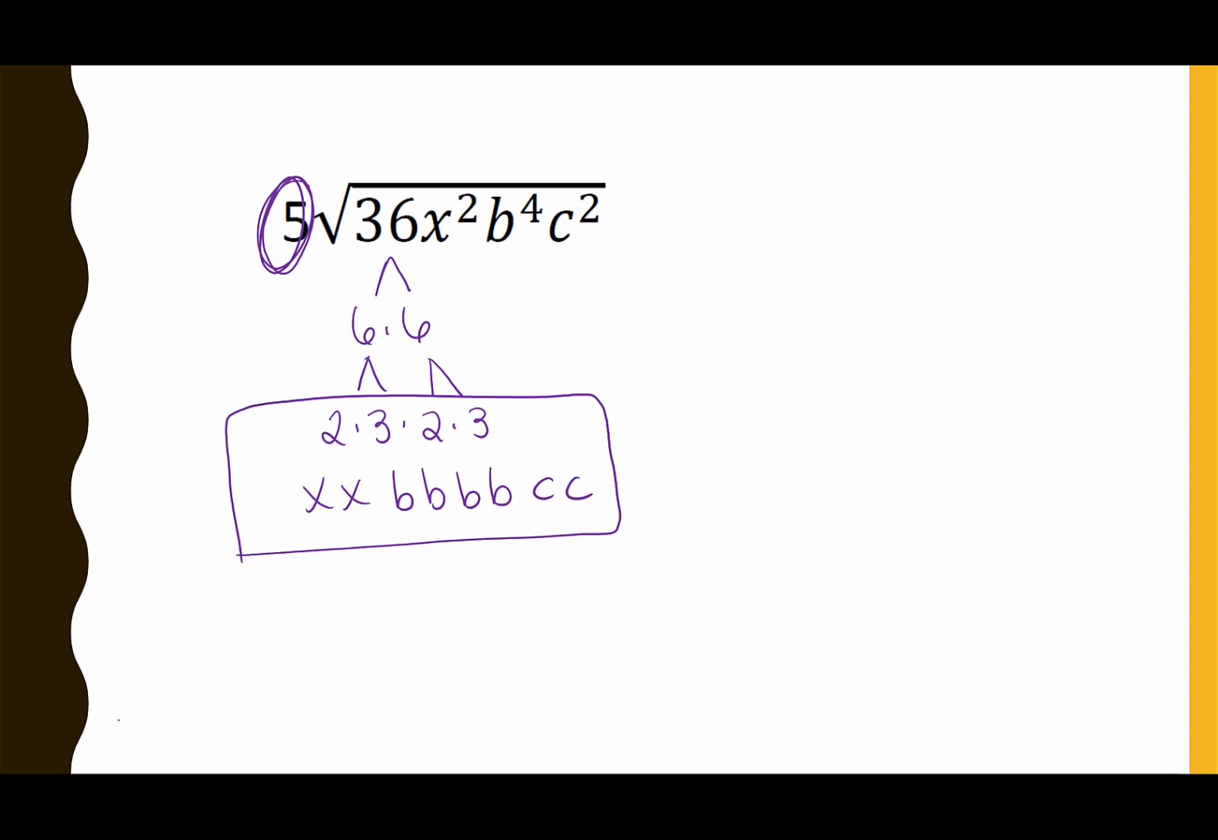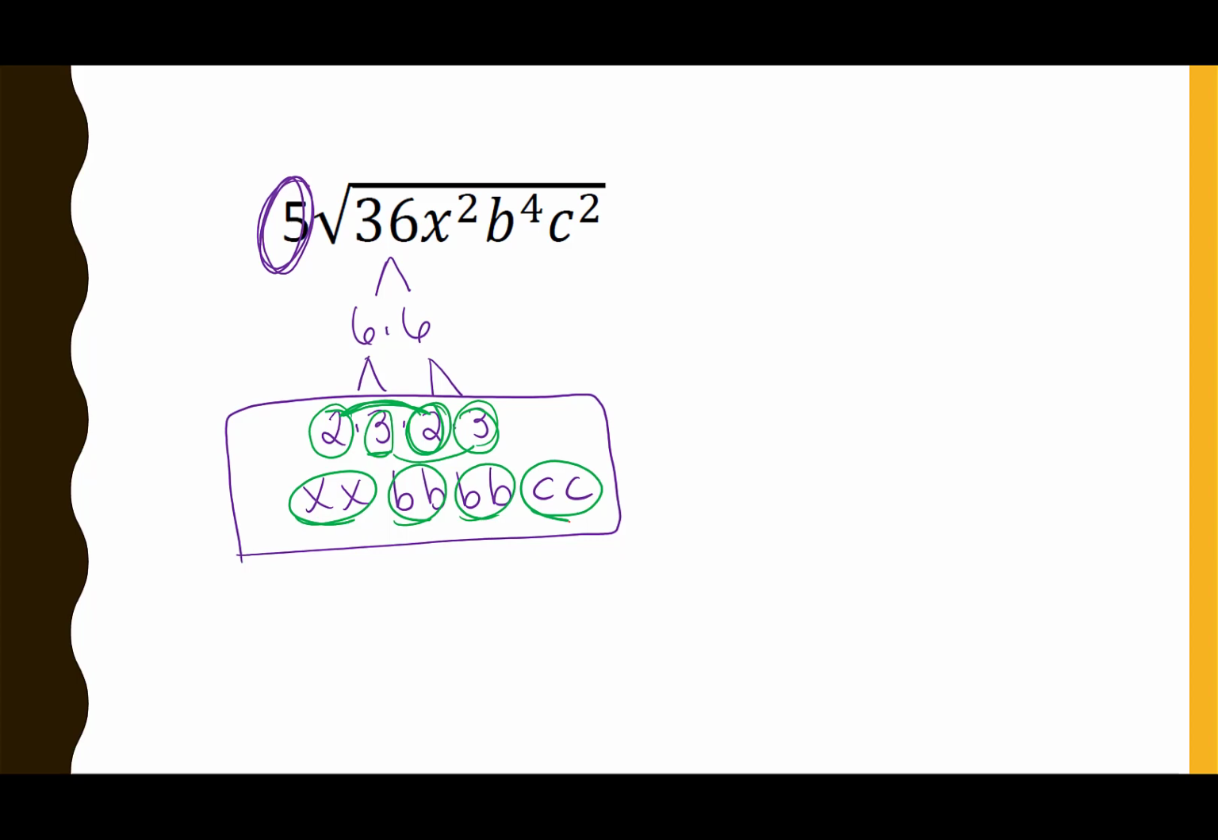Now I'm just ready to circle the pairs of matching numbers. And so notice that I have matching 2s and I have these matching 3s. I have a pair of matching X's, B's, B's, and C's. Something interesting just happened here. Everything got circled. Okay, so let's first talk about what got circled. And remember how it goes.